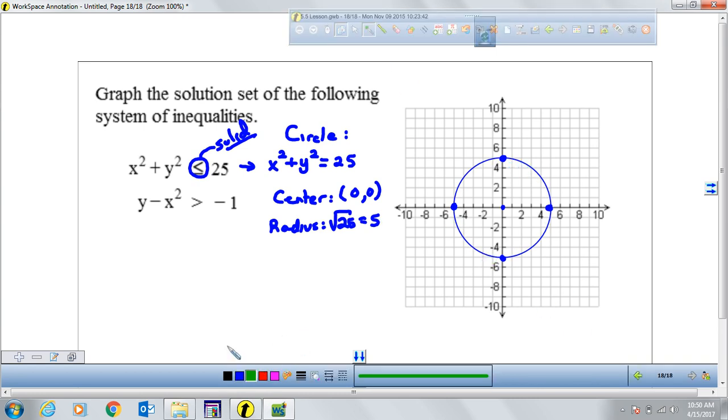The next one. Now the next graph is a little bit different. You see that this one is a parabola. How do we know? Because only the x is being squared. Now this one is a dash, not solid, because it doesn't have the equal sign. So for this parabola, the first thing we need to do is put it in y equals form. So I'm going to move the x squared over to the other side by adding the x squared, and that gives us y equals x squared minus 1.